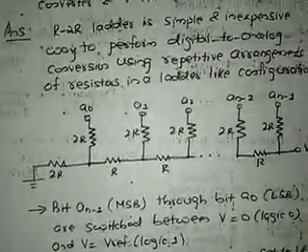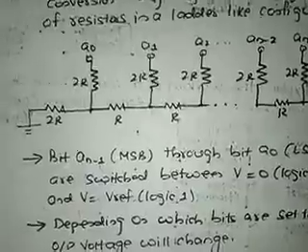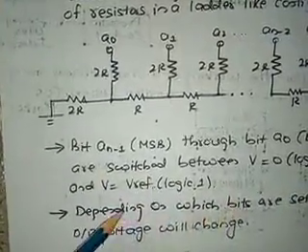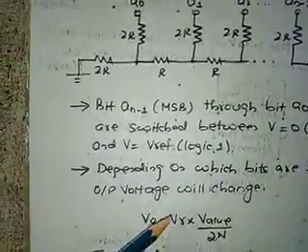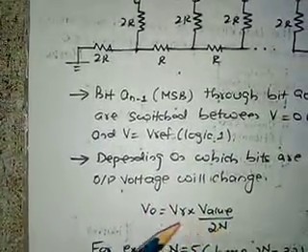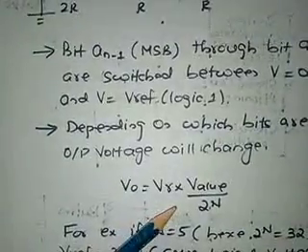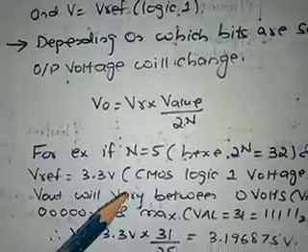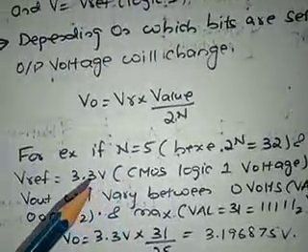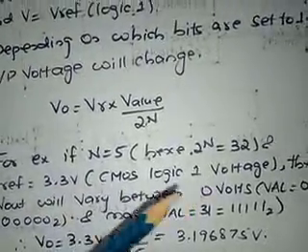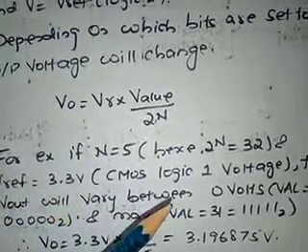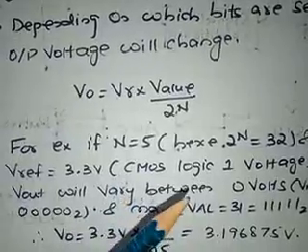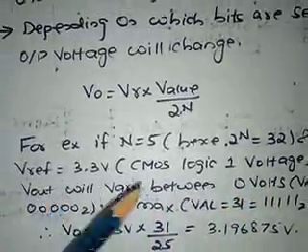Let us see how we are getting the outputs here. So bit AN-1 MSB through bit A0 LSB are switched between logic 0 and logic 1. Depending on which bits are set to 1 and 0, the output voltage will change. V0 is equal to V reference into value divided by 2 raised to n. So if we take n equal to 5 for a 5 bit digital to analog converter, V reference is 3.3 volts. It is CMOS logic 1 voltage. That will be our reference voltage.